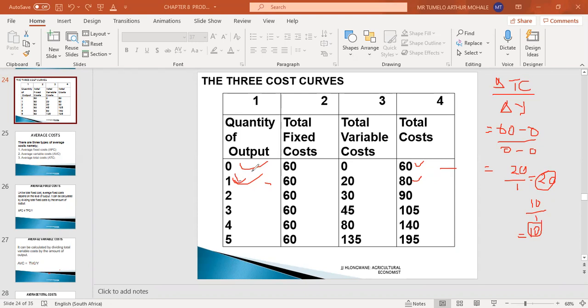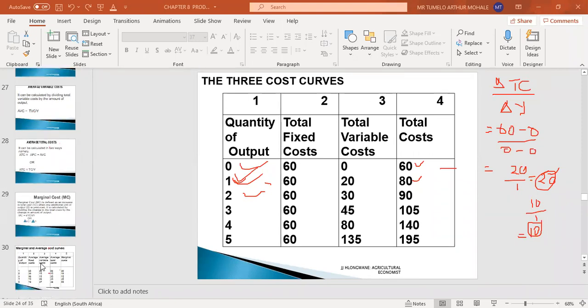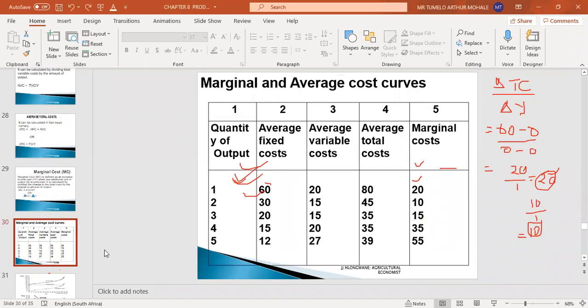So at output 1, the answer is 20. At output 2, the answer is 10. Let's check if they are the same. So the answers are the same. Do you see 20 and 10? Meaning that if you can calculate for this one, you will get the answer.